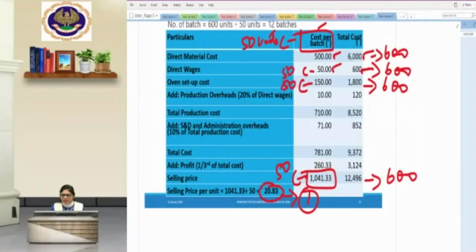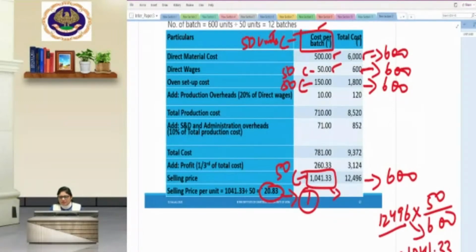Now, how you are going to calculate? 12496 is for 600. So 50 divided by 600, you will get 1041. Because 12496 is for 600 and you have to calculate it for 50, because cost per batch is of 50 muffins. Now I think you have understood. Per batch is not a hidden question. You have to calculate because it is a batch costing question.